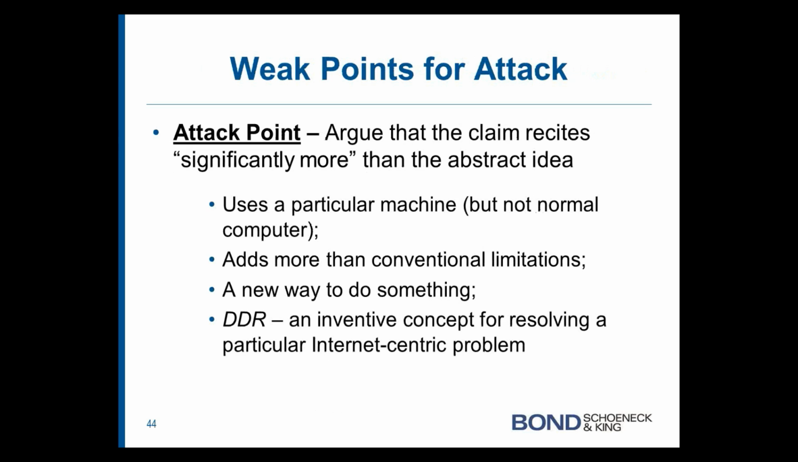Now, the weakest point for attack, I believe, is to argue that the claim recites significantly more or something more than the abstract idea. It's very difficult to argue against the examiner's identification of an abstract idea. Once the examiner has decided there's an abstract idea, it becomes very difficult to rebut that. However, it is easy to point out that the claim recites something more than just that abstract idea.